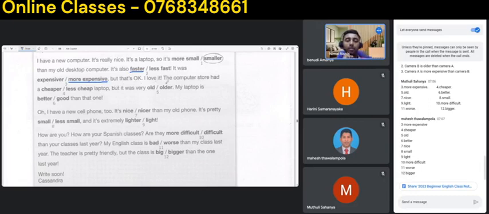I love it. The computer store had a cheaper laptop, not less cheap. Less cheap is not the comparative form of the word cheap, it's cheaper. The computer store had a cheaper laptop, but it was very old.